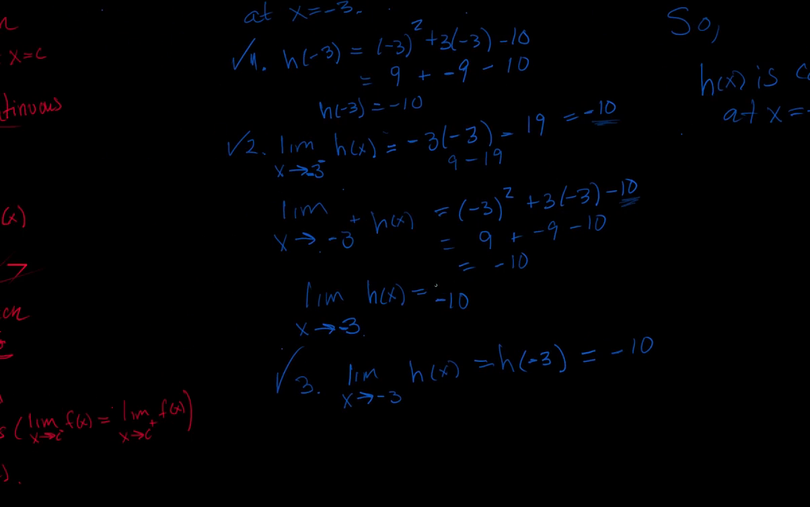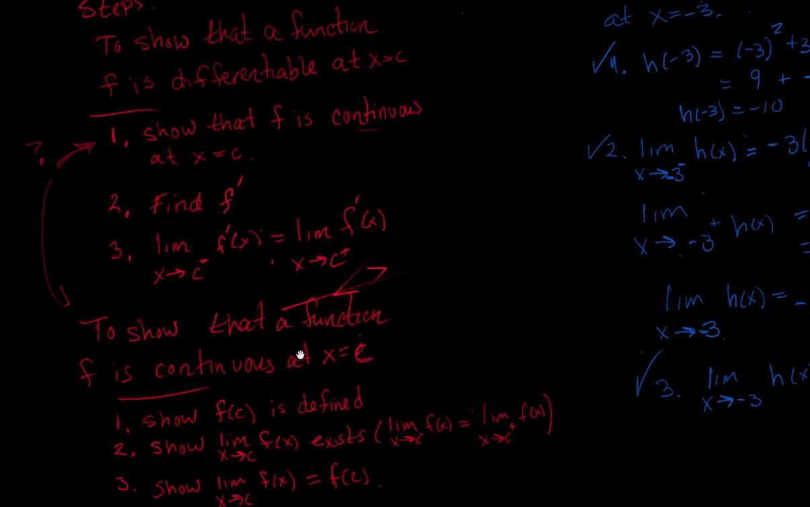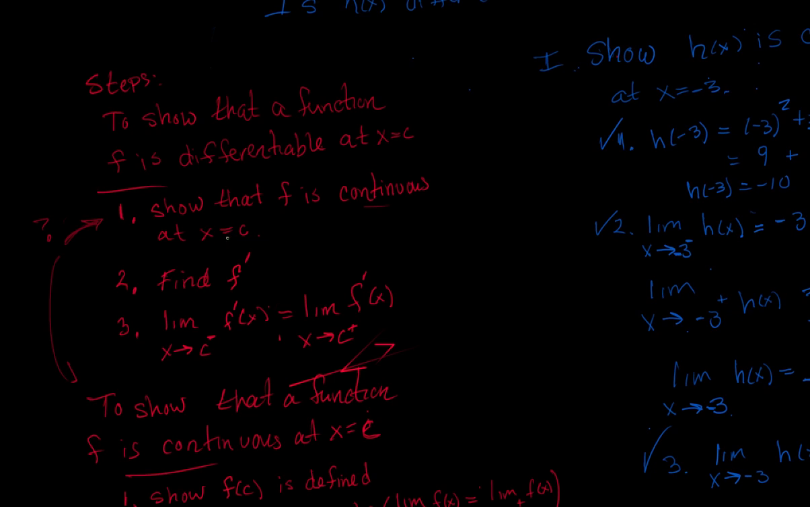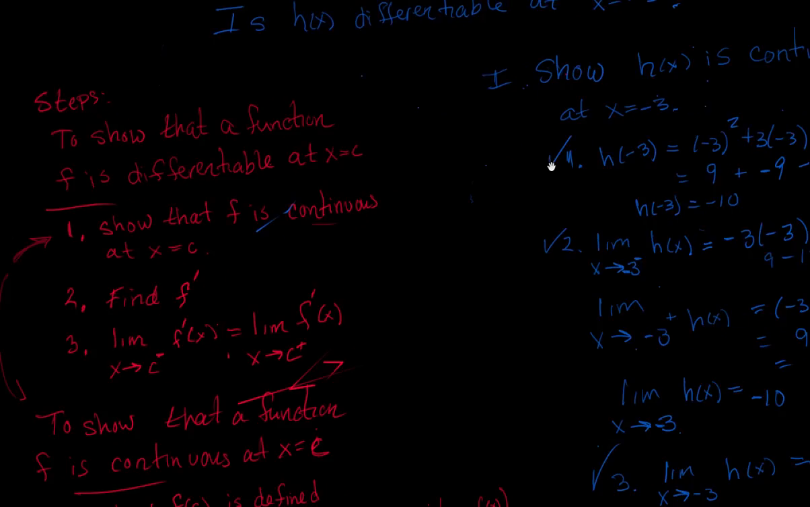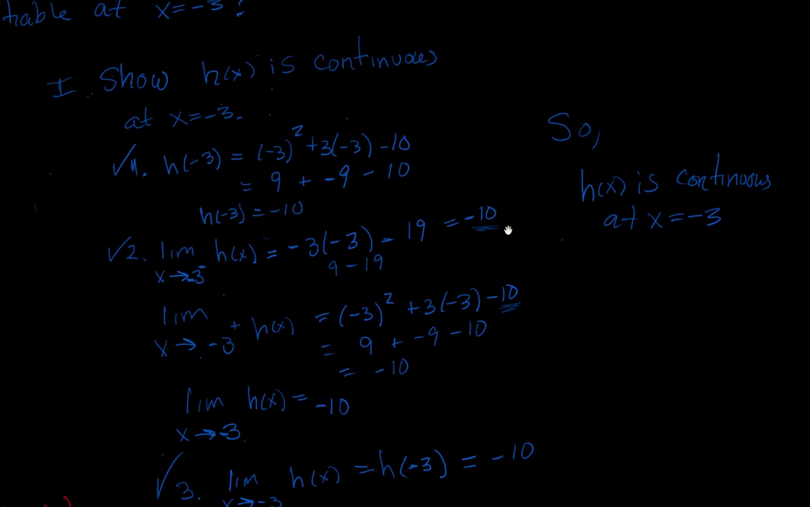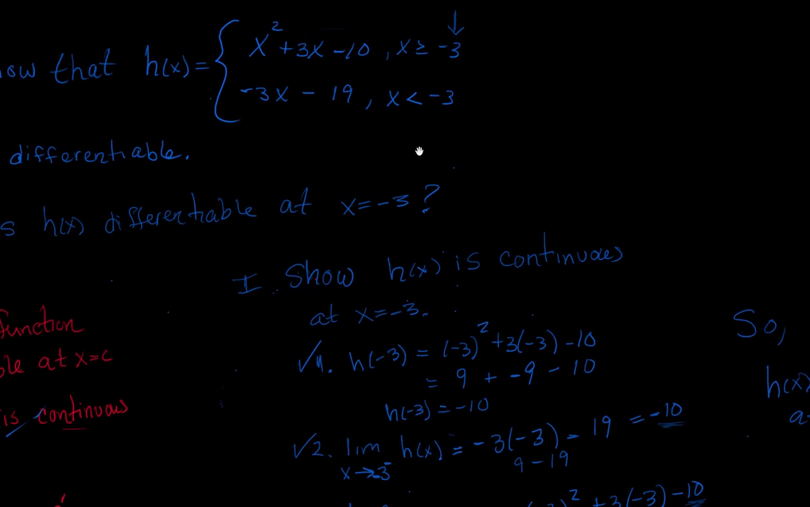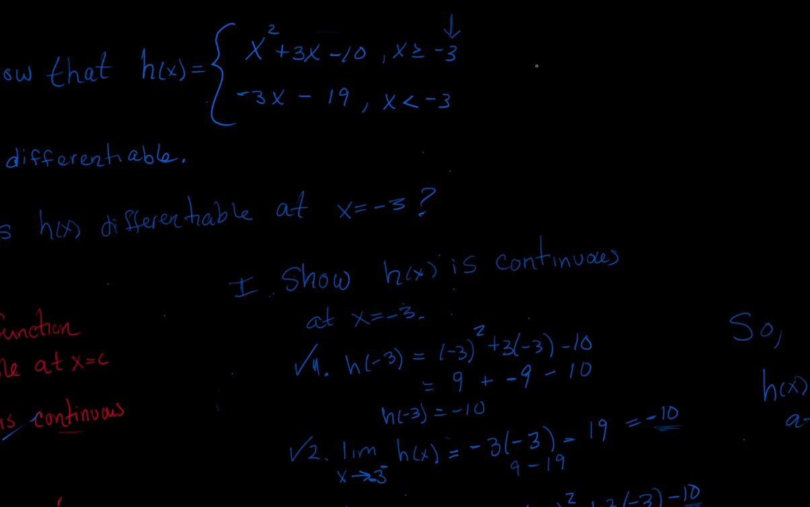So now we need to finish off the differentiability. Let's take a look back here at the steps for showing that a function is differentiable at a certain value of x. First step for that is to show that the function is continuous there. We've done that. Now we need to find the derivative and show that the limit of that derivative is the same as we approach c from both sides. Okay, let's do that. So we need to find the derivative. We go over here where you can see the function, and let's find the derivative.